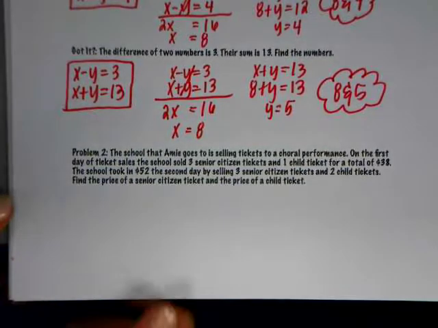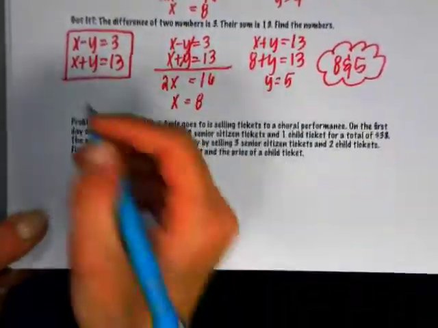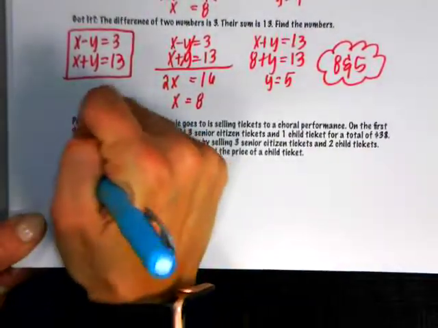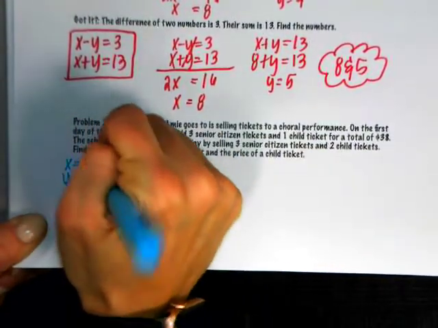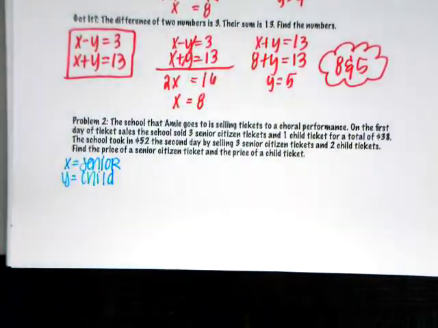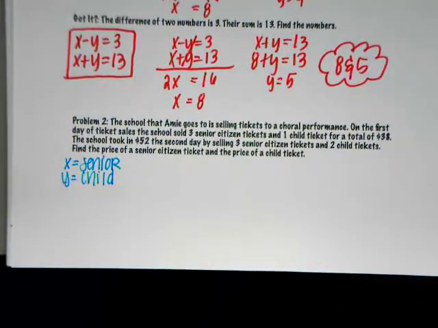Okay. So I'm going to use X for the senior citizen tickets. I'm going to use Y for the child tickets. Or you could use S and C instead of X and Y. But then what I find is, since it's not X and Y, if we have to take it to a graph, then we get confused on which one's which.